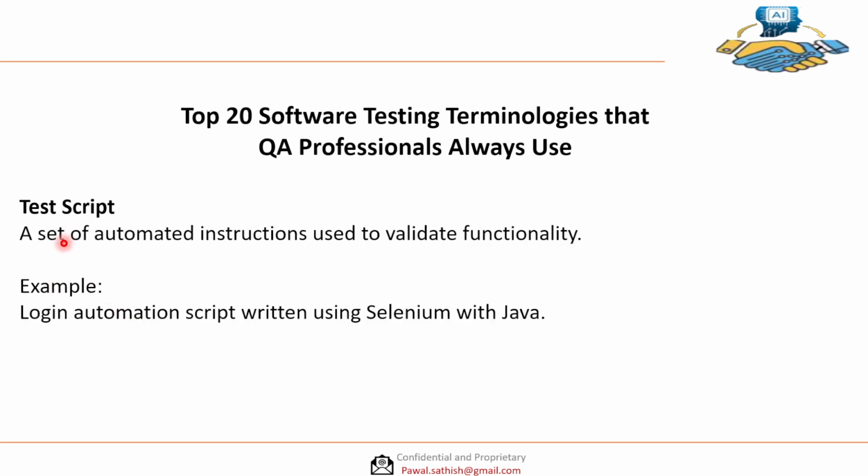Then next, a test script. It is a set of automated instructions used to validate functionality. For example, a login automation script written using Selenium with Java. We are automating the same test cases which we have written manually. When we automate them using Selenium with Java, that is called a test script.